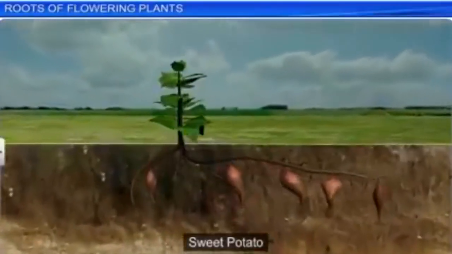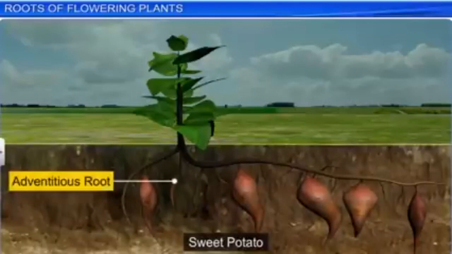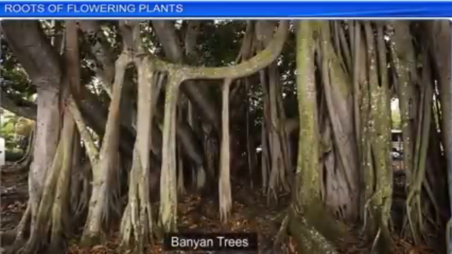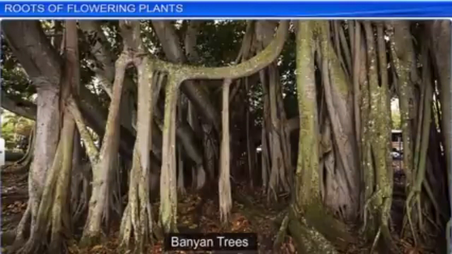Some roots also modify themselves to perform specific functions for the plant. For example, the adventitious root in a sweet potato swells up and stores food for the plant. Similarly, in banyan trees, the modified adventitious roots, also known as prop roots, help support the tree.